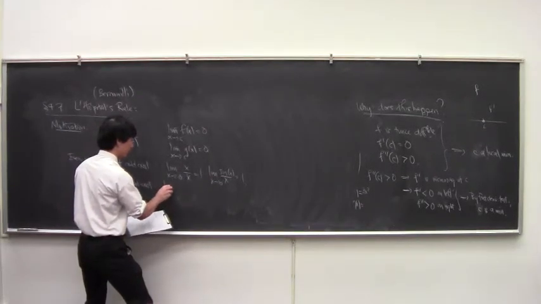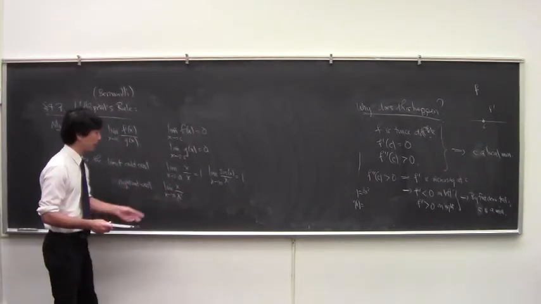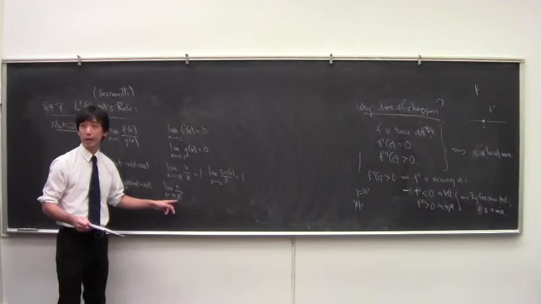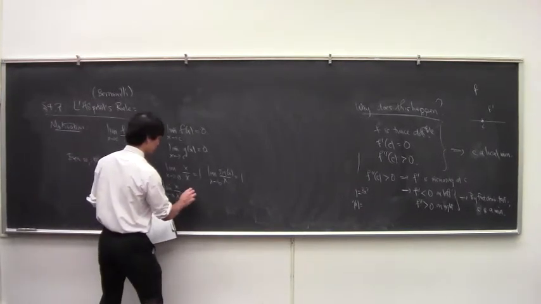You could have something like x over x squared as x goes to 0. Well, that's going to be 1 over x as x goes to 0, and there's no limit. The limit doesn't exist.